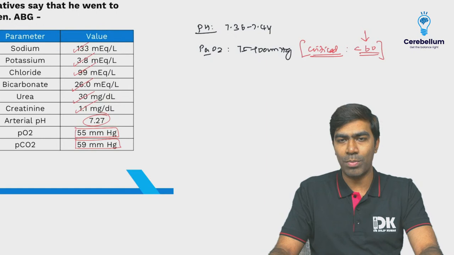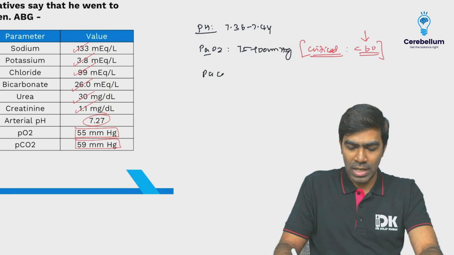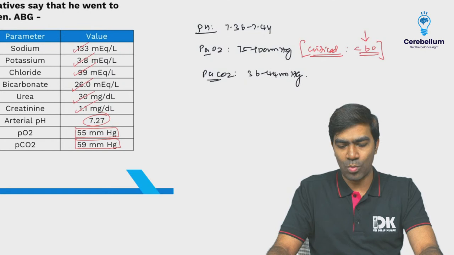Then coming to PaCO2, that is the partial pressure of arterial carbon dioxide, it is in the range of 36 to 44 millimeters of mercury. I can see one or two questions on why 60 is the critically low PaO2.